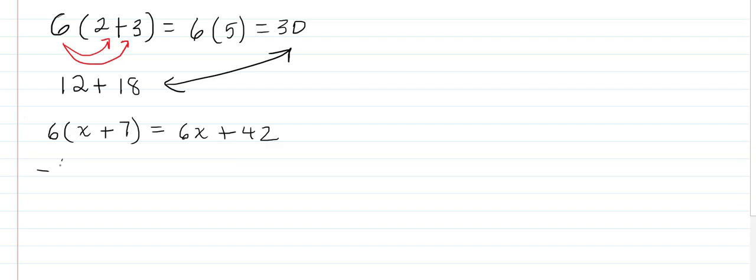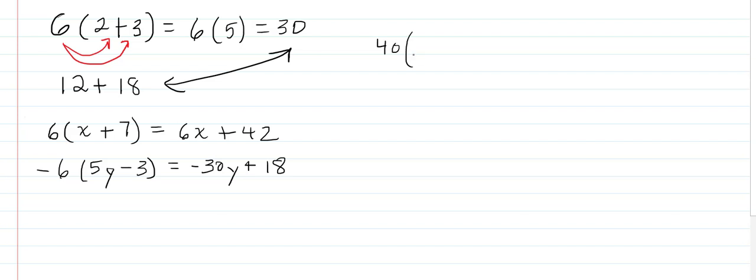Don't be bothered if it's a negative out front. I distribute negative 6 times 5y, which would be negative 30y. A negative times a negative would be a plus 18. Then let's get crazy. Let's do a fraction.